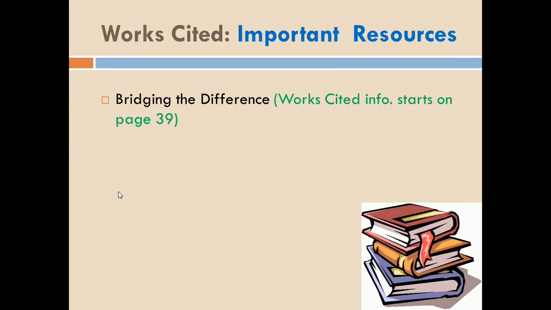All right, so some great resources. Bridging the Difference, like I said, page 39 is where the works cited information starts. And then after that, you've got a list of different sources and how to make your works cited entries from those different types of sources.